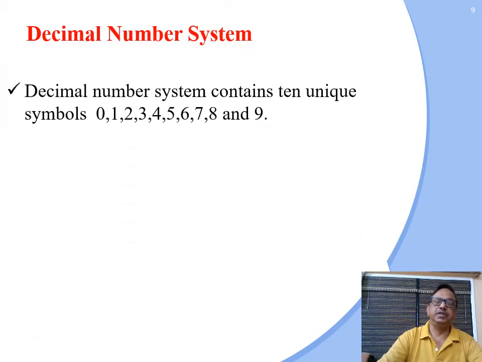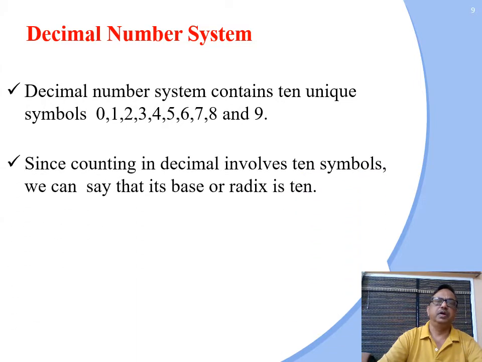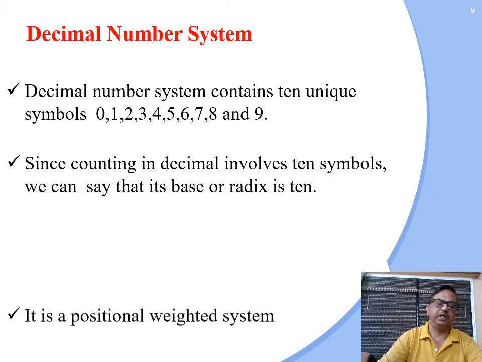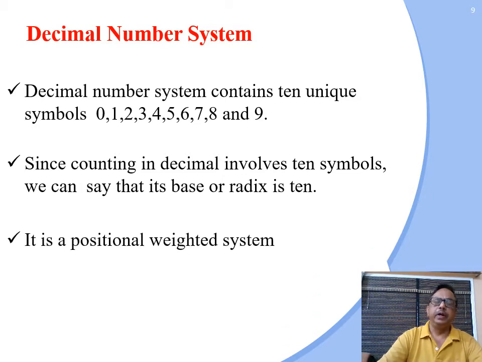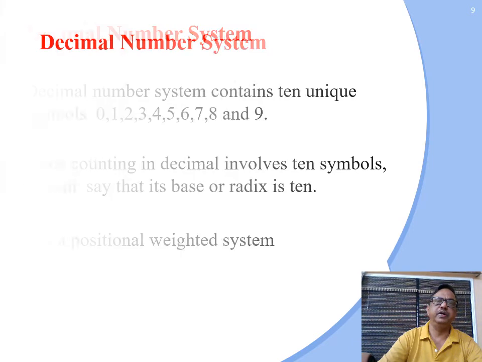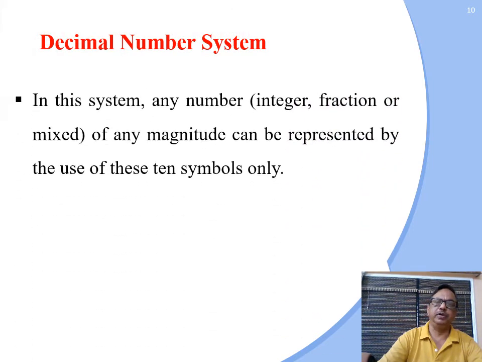In decimal number system, there are 10 distinct symbols, and since the counting in decimal involves 10 symbols, that is why its radix point is 10. The most important thing is that it is a positional weighted system. What is the meaning of positional weighted system? Each position has its own weight, and I'll show you it by the example in the next slide.